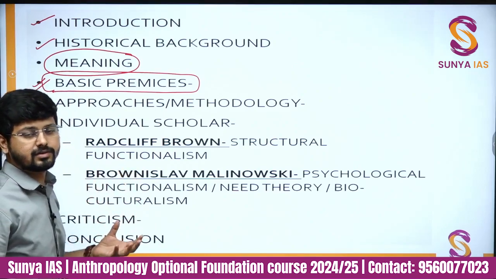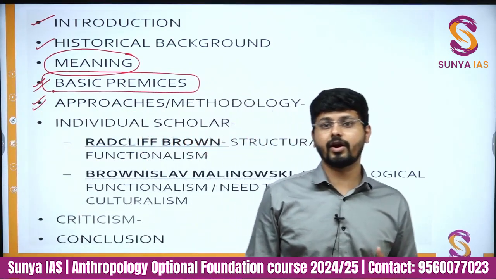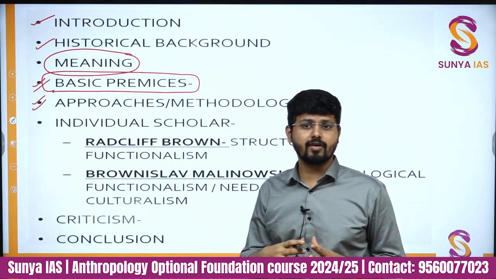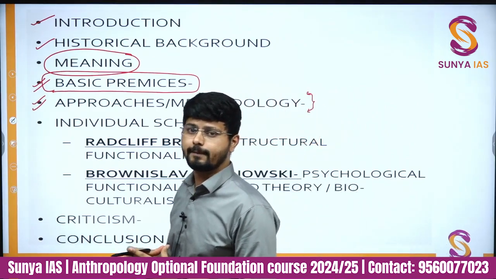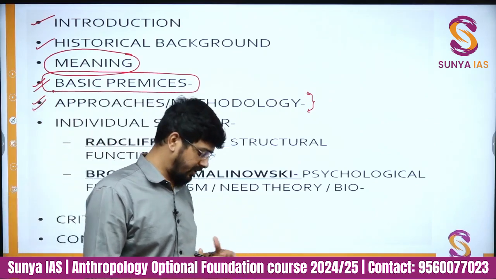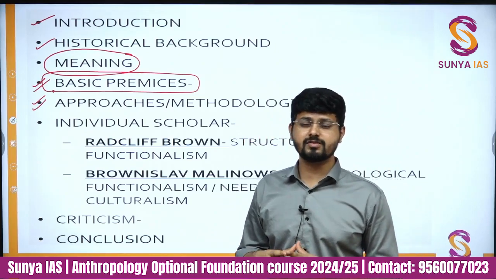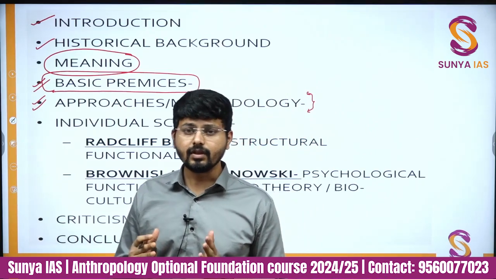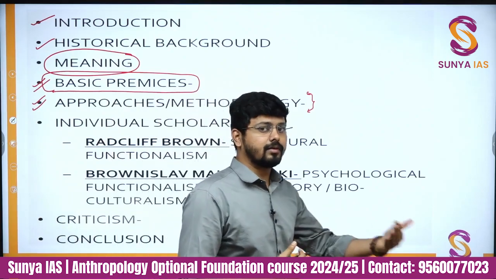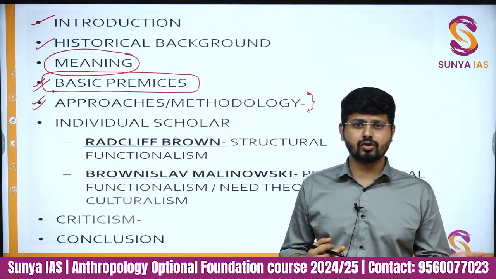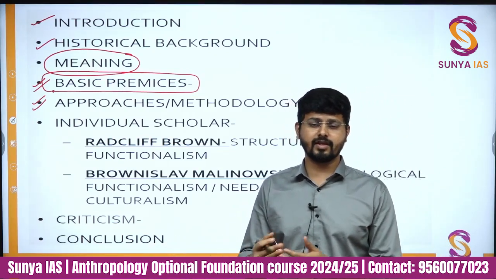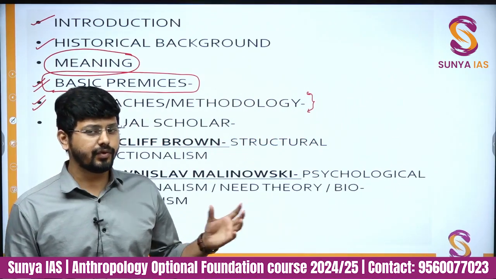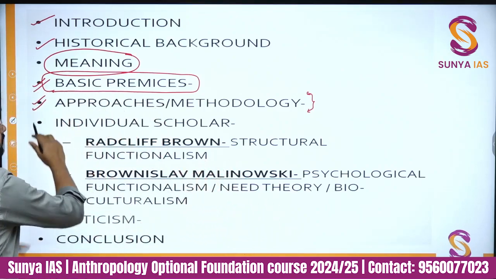Then what are the methods, approaches or the methodology they have adopted in giving the theory. We have seen that the evolutionists depended upon the secondary sources, and that is the reason they were called armchair anthropologists, because they were sitting in the chair, seeing some books, and formulating the theories. But after the diffusionists, historical particularism, which began with Franz Boas, and thereafter functionalism and structural functionalism, these people have denied that and moved towards field work. That is with respect to approaches and methodology.